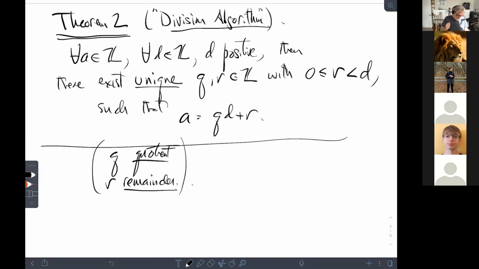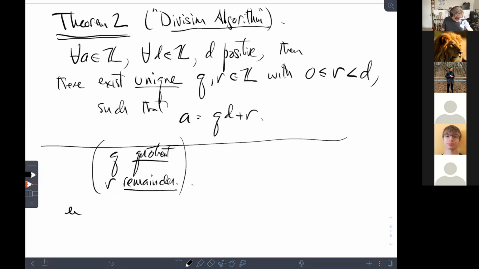But it's a theorem that says these numbers exist, which is sort of important, but it's the fact that they are unique, which is super useful. That's the really important part here. I mean, both are important, but uniqueness, if you forget uniqueness, you'll be in trouble.